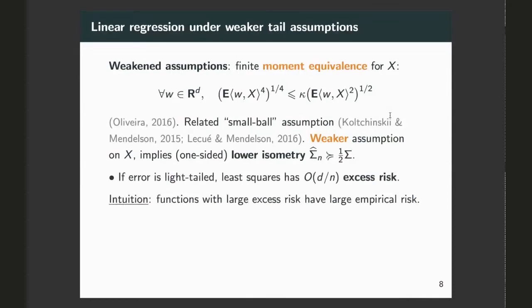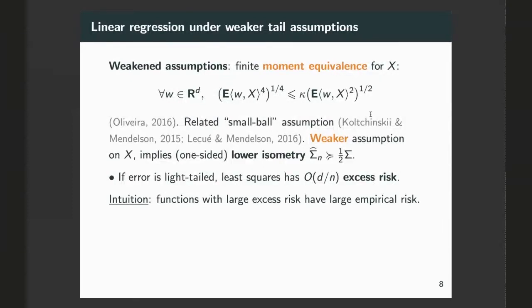And if you remember the equation I showed, basically it only depended on the smallest eigenvalue of the ratio of the two. So actually this is enough to control the excess risk. So we don't need matrix concentration, we just need a one-sided bound to control the risk of ordinary least squares.